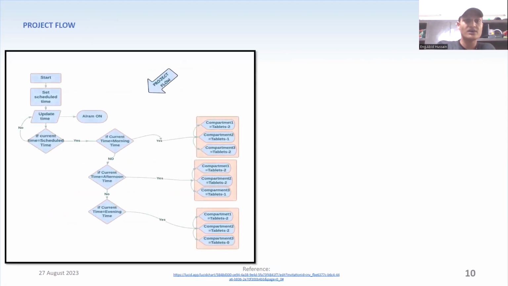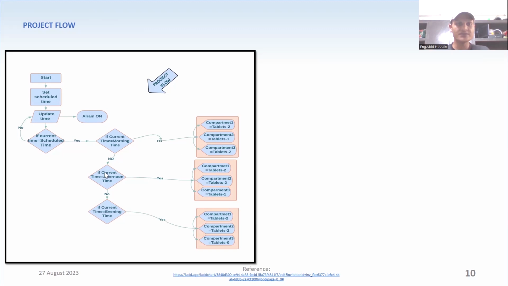So here is the project flow of my hardware, which starts with setting the schedule time, then updating the time. It will update the time as per the real time, which it picks from Google. If the current time is equal to the schedule time, it will again check if the current time is equal to the morning time, then it will move to compartment 1, where compartment 1 has tablets 1, compartment 2 has tablets 1, and compartment 3 has tablets 2.